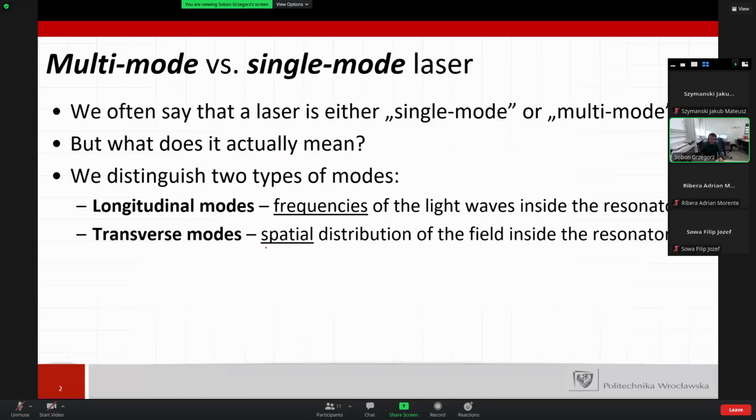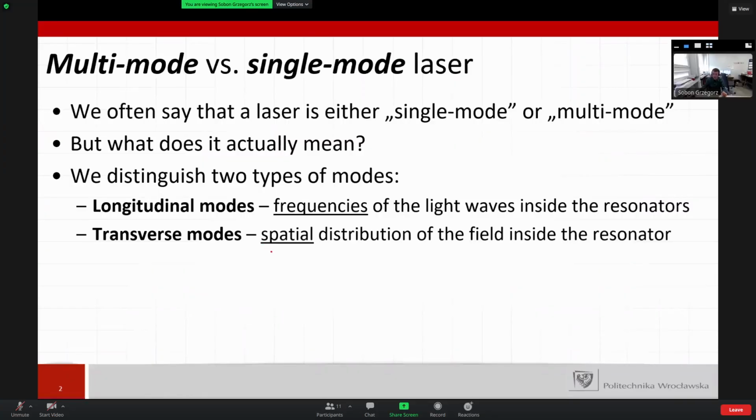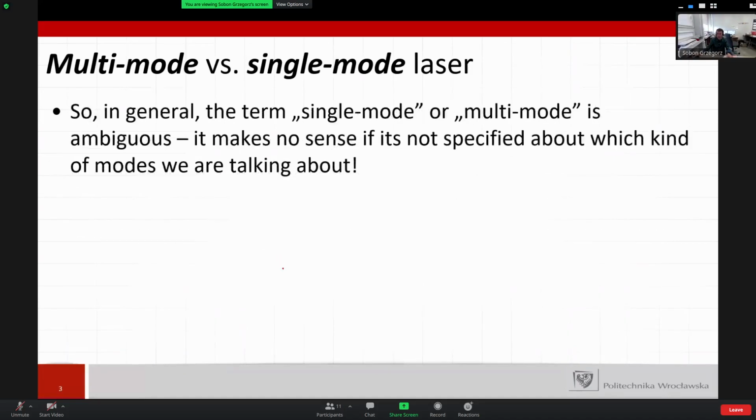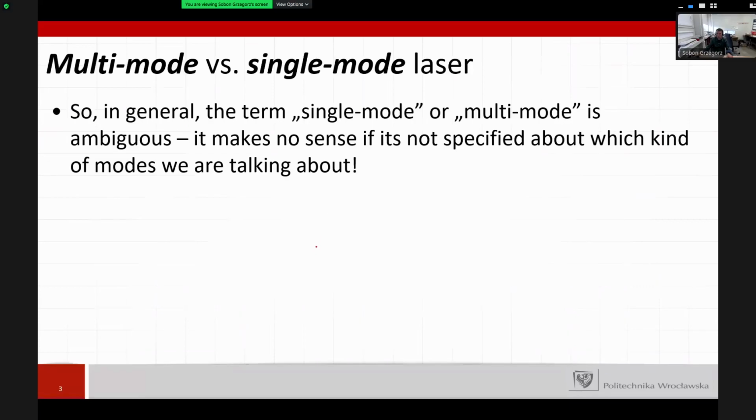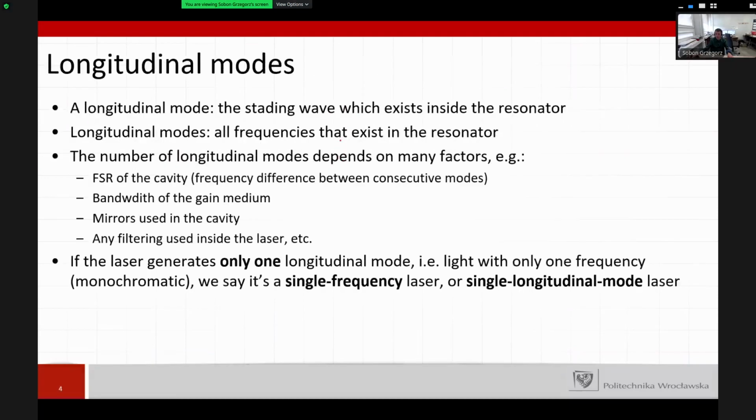And transverse modes correspond to the spatial distribution of the field inside the resonator. There is some ambiguity in this term. Whether we speak of single mode or multi-mode, if we don't specify which mode we mean, either spatial mode, so transverse mode, or longitudinal mode, then this term single mode or multi-mode makes no sense.